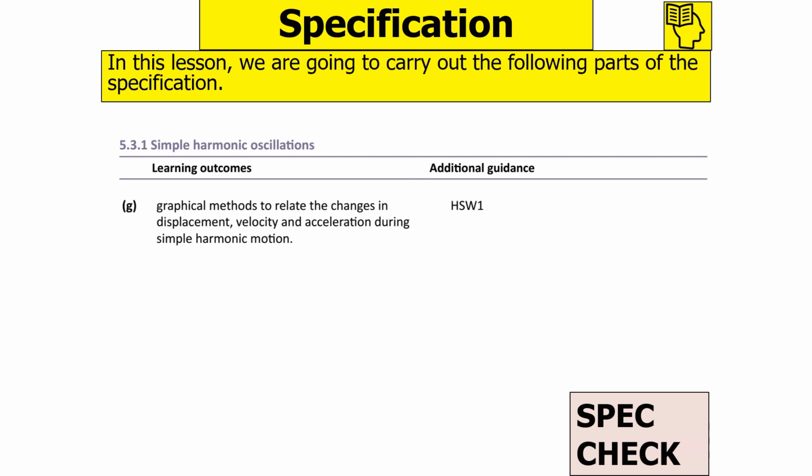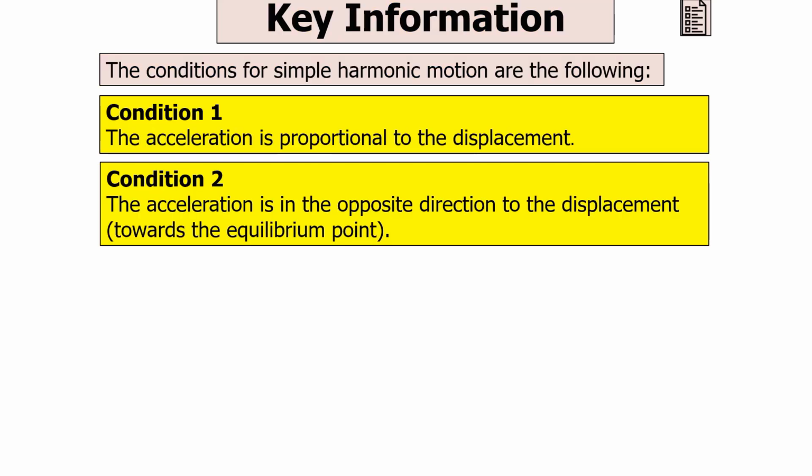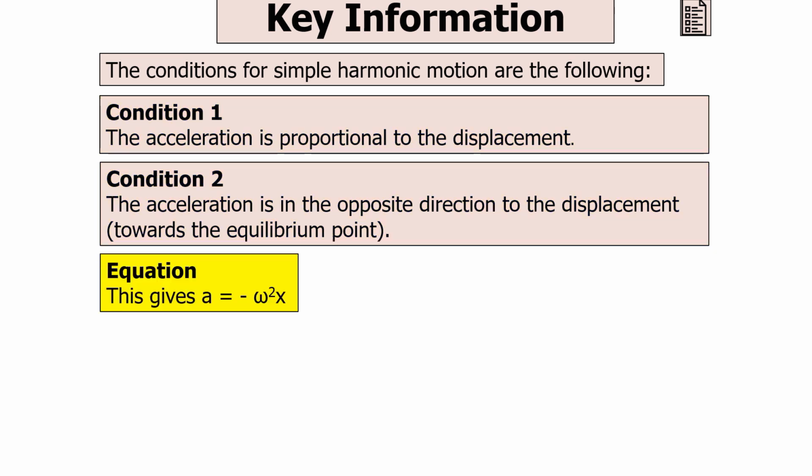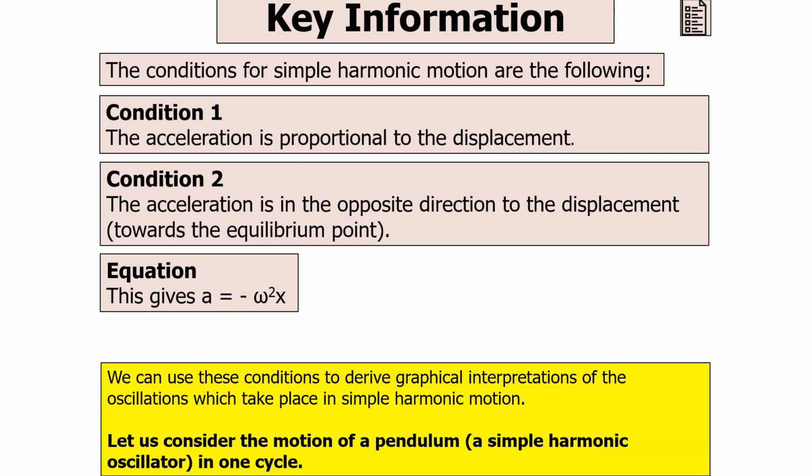The conditions for simple harmonic motion are the following. Firstly, the acceleration is proportional to the displacement, and secondly, the acceleration is in the opposite direction to the displacement, towards the equilibrium point. This gives us an equation of a equals minus omega squared x. We can use these conditions to derive graphical interpretations of the oscillations which take place in simple harmonic motion.